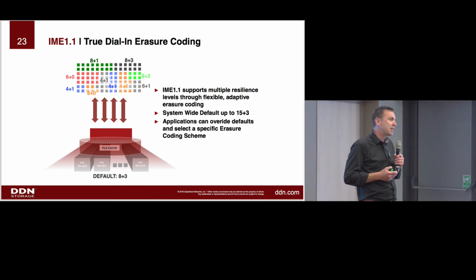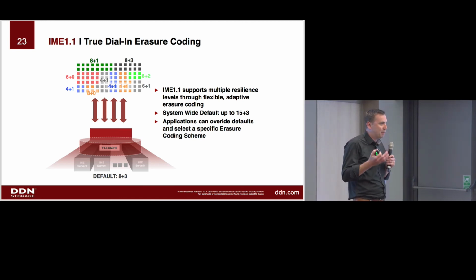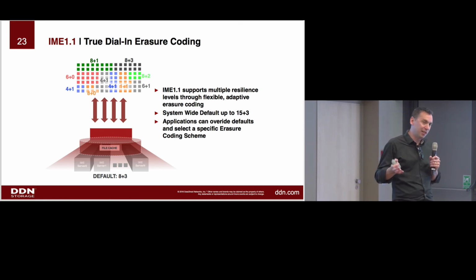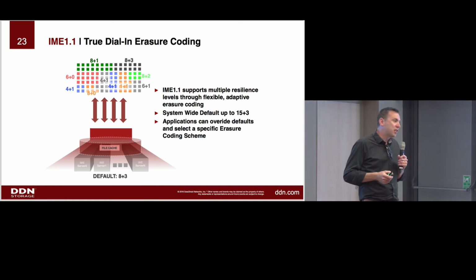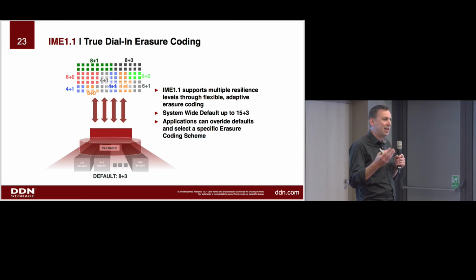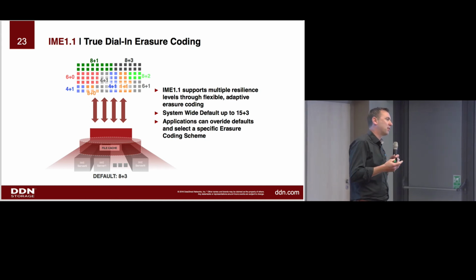So a couple of extra features come out with 1.1. This system has been in production, or at least IME 1.0 has been in production, since late last year. In September, we're introducing IME 1.1, and that brings us a few more features. Firstly, we're supporting EDR, OPA, and Ethernet up to 100 gigabit Ethernet networks with IME 1.1.